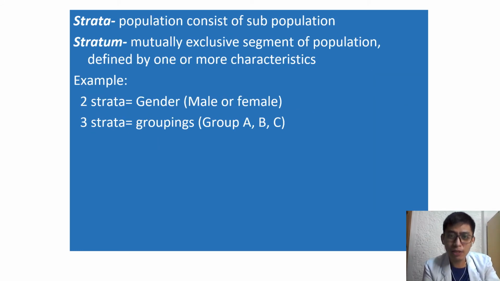A population consists of subpopulations, and a stratum is a mutually exclusive segment of the population defined by one or more characteristics. For example, two strata equates to gender, male or female. Three strata would be grouping, so group A to C.